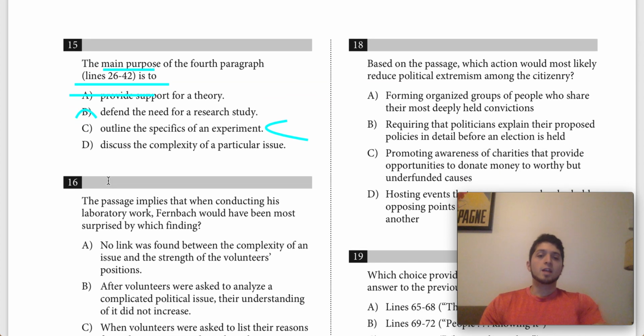D says to discuss the complexity of a particular issue. Not really what we get. It is a complex issue, but nowhere in the fourth paragraph are they sitting down and talking about why it's complex and looking specifically at the complexity of that issue. So for that reason, I think we can get rid of D. And that's going to leave us with answer choice C, which is our correct answer for question number 15.